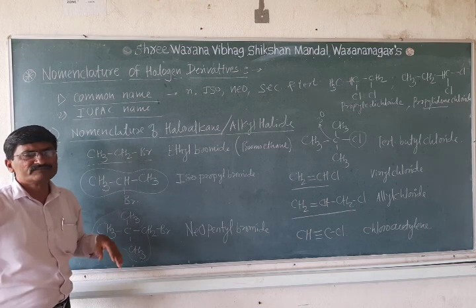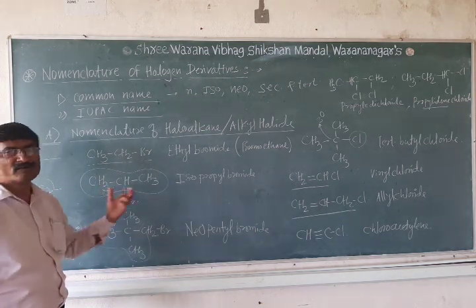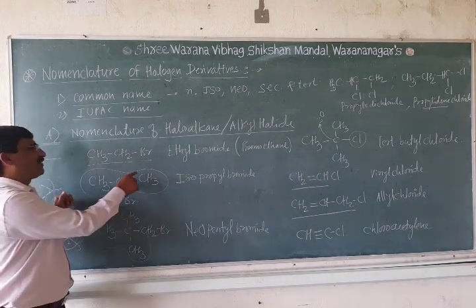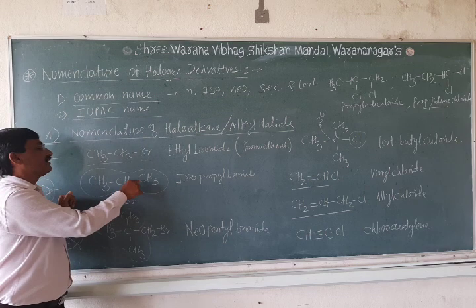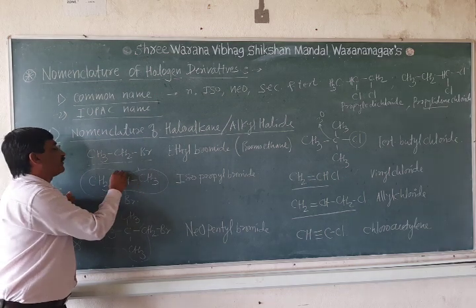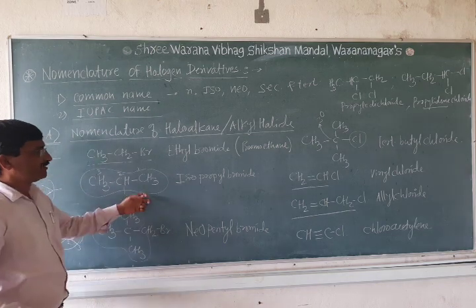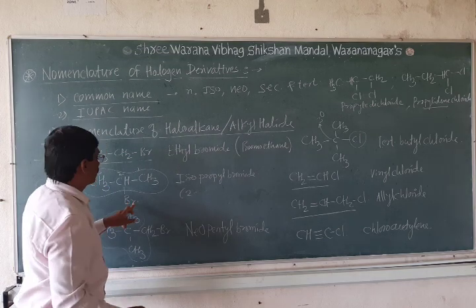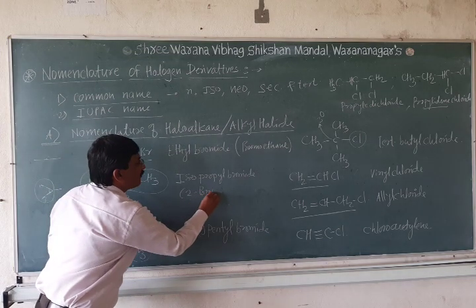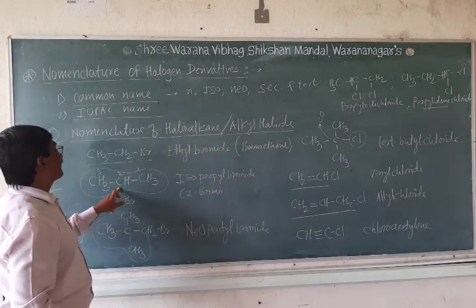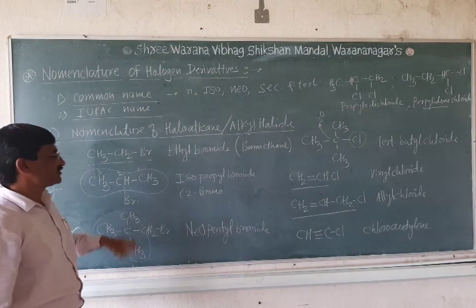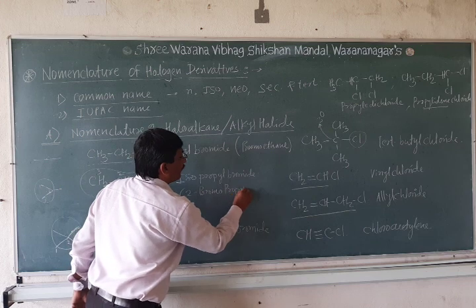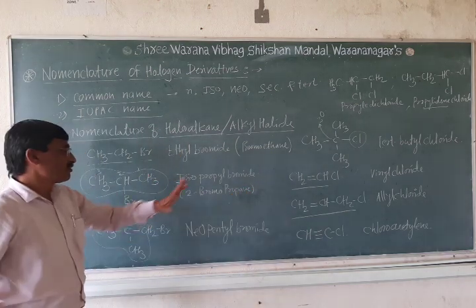What about the second? Numbering should start from that end which is nearest to the functional group. From either side, the bromine is attached to the carbon which carries number 2, so the name is 2-bromo. The parent alkane has 3 carbons, therefore it is propane. The name of the compound is 2-bromopropane.